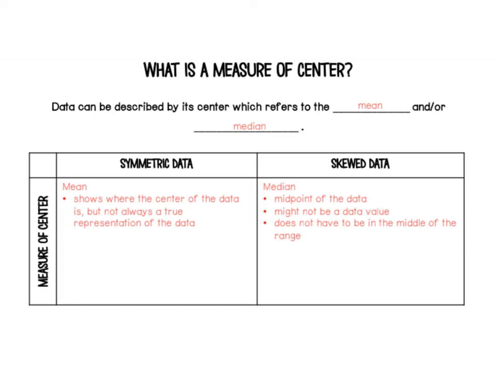So today we are going to look at mean and median. Data can be described by its center, which refers to the mean and/or median. The mean shows where the center of the data is, but it is not always a true representation of the data. And the median is the midpoint of the data. It might not be a data value, and it does not have to be in the middle of the range.